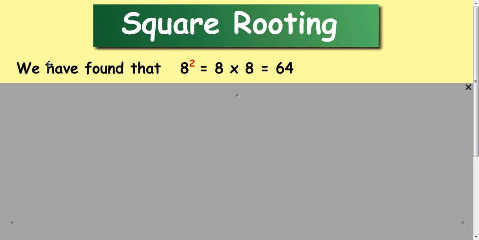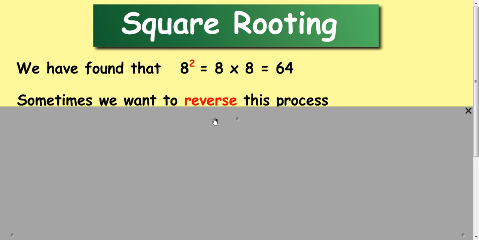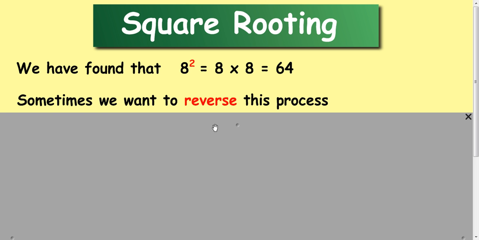In this lesson, we're going to look at the opposite of squaring and cubing. In this first part, we're going to look at the opposite of squaring. Now, the opposite of squaring something is the inverse operation, which quite a lot of maths calculations have. The opposite of add, for example, is take away. The opposite of multiply is divide, and so on. The opposite of squaring is, in fact, square rooting. So it's the reverse process.